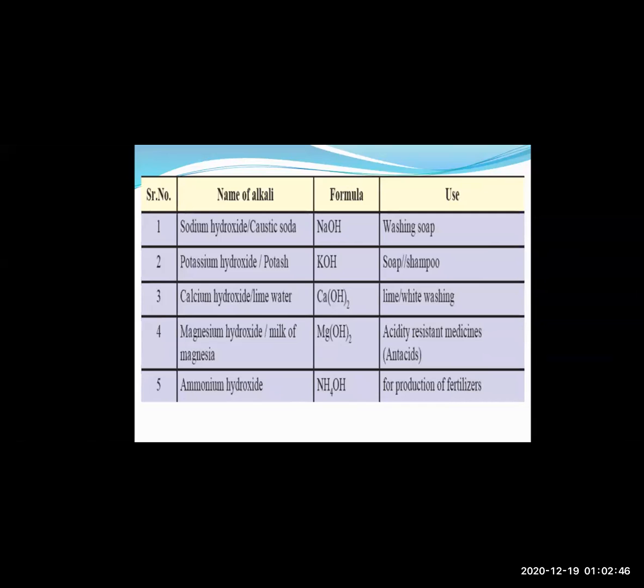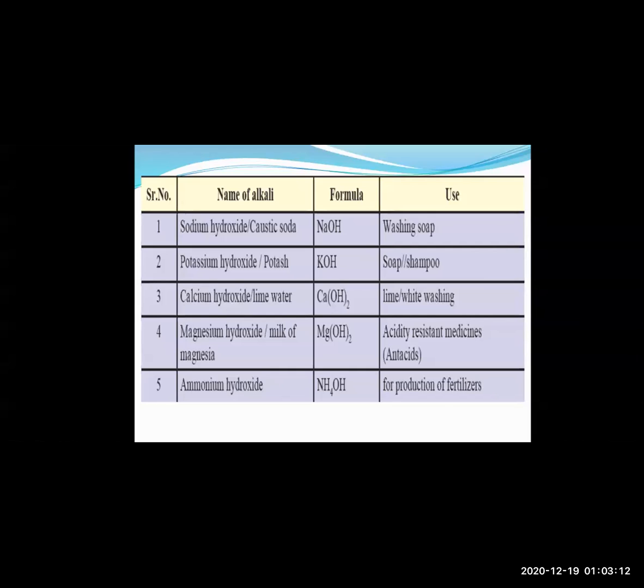Then calcium hydroxide. Calcium means Ca, hydroxide means OH. So calcium hydroxide is Ca(OH) twice. Why twice? Because two hydroxide bonds are produced in calcium hydroxide. Calcium hydroxide is also called lime water. Where is it used? It is used as lime washing or white washing. For that purpose, calcium hydroxide is used.